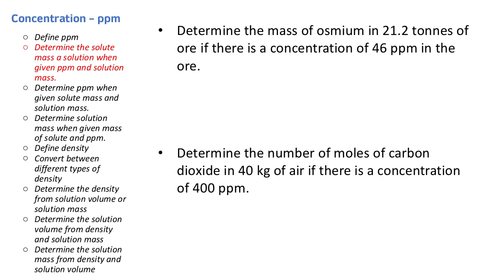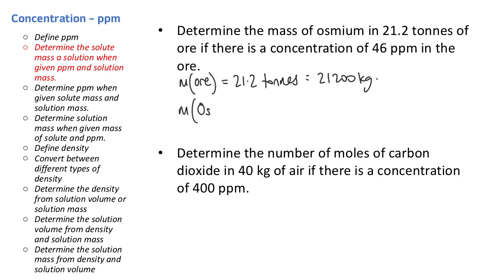Determine the mass of osmium in 21.2 tons of ore if there's a concentration of 46 parts per million in the ore. Now we're given the parts per million and the mass of the total, and we have to work out the mass of the individual part. Let's convert everything into the appropriate units. The mass of the ore is 21.2 tons, which equals 21,200 kilograms. We're just converting it into the right unit.